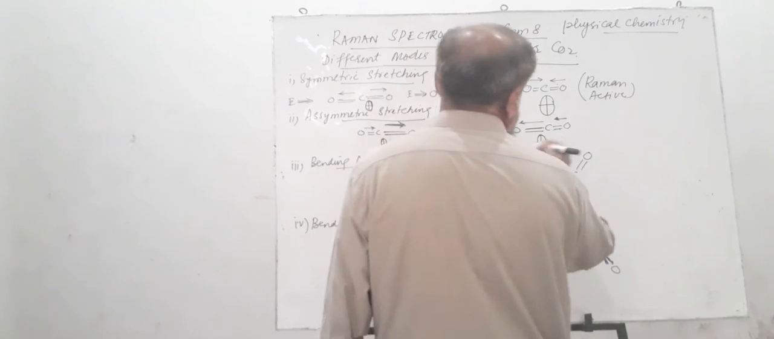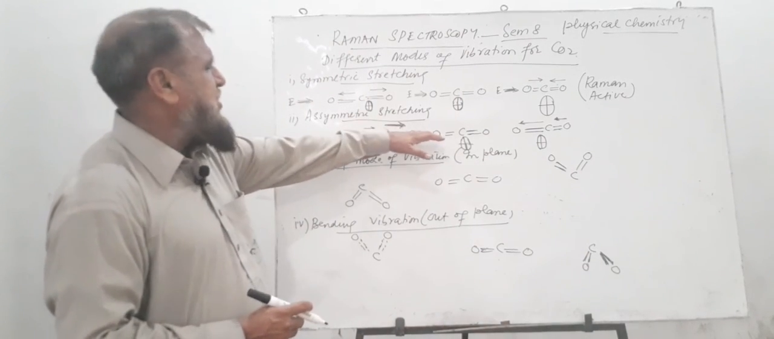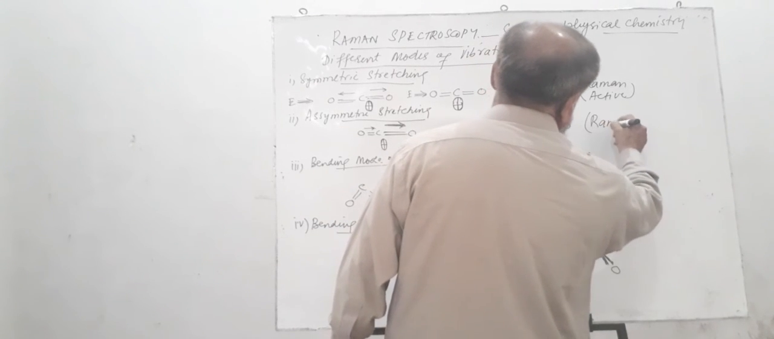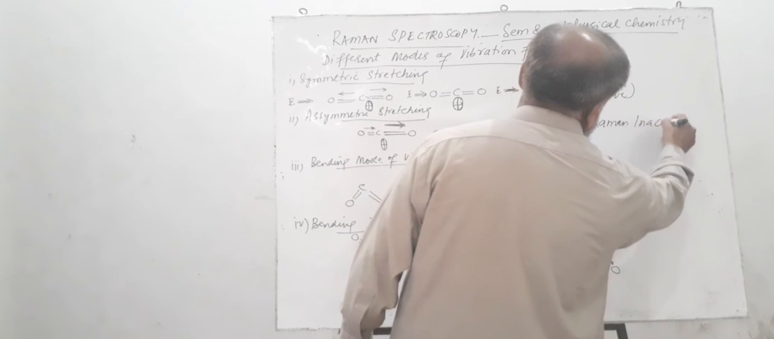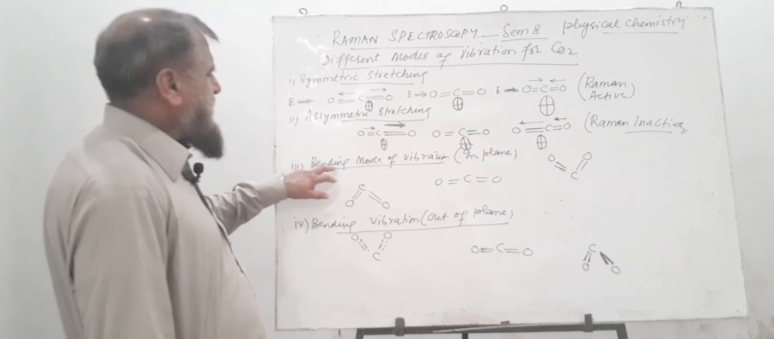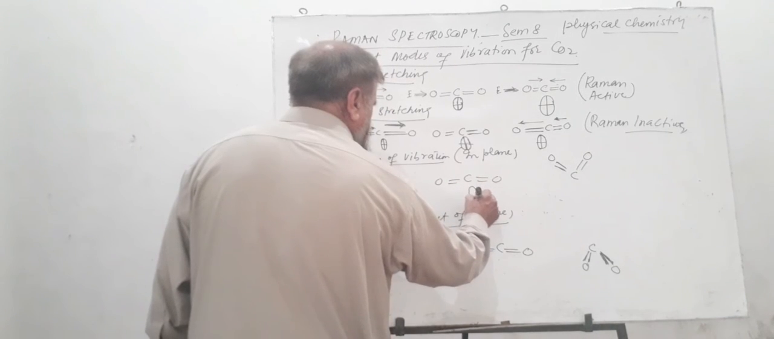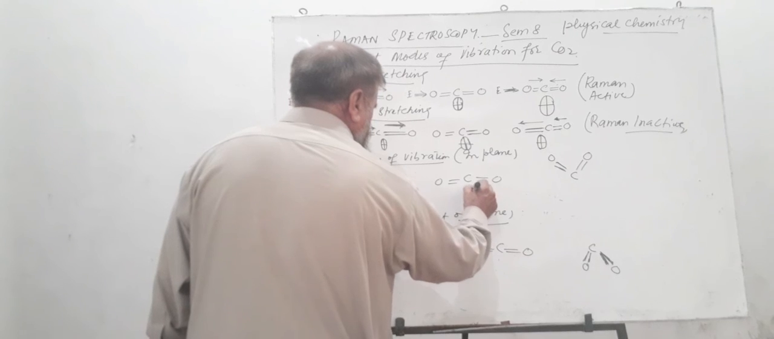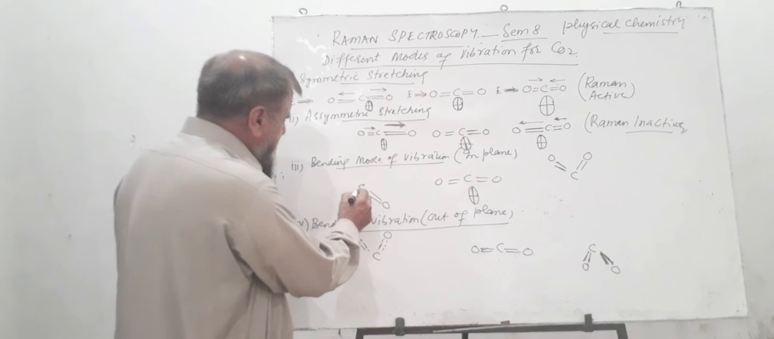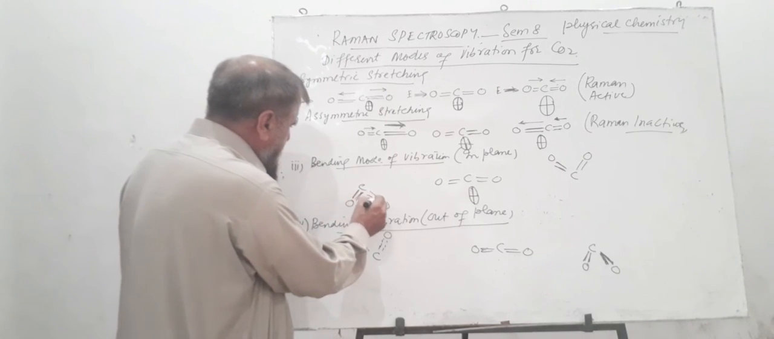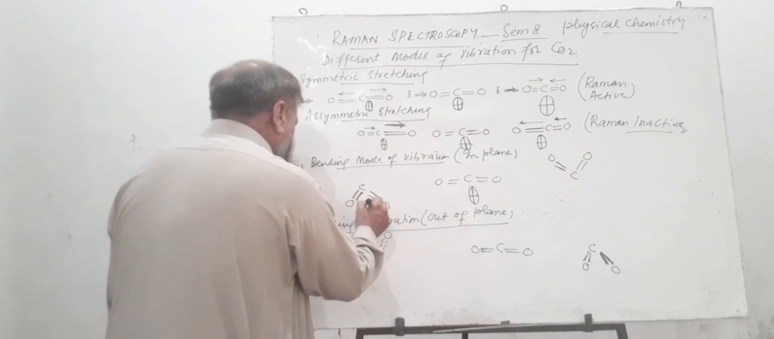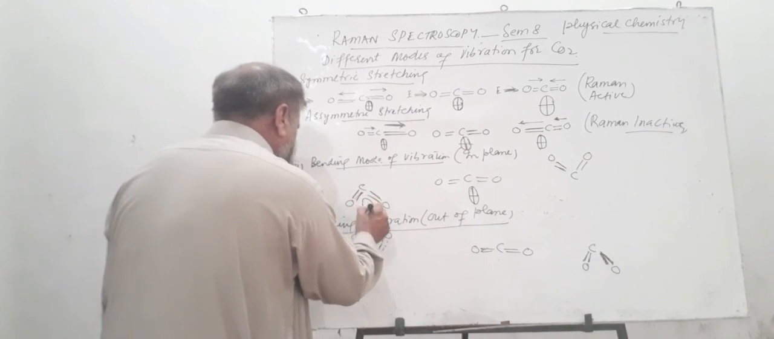Therefore, we say that as the polarizability does not change in asymmetric stretching, this vibration will be Raman inactive. It will be Raman inactive vibration. Now we consider the bending mode. At the equilibrium position, we can represent polarizability by the ellipsoid. As the bond angle decreases, the polarizability will decrease and it can be represented by a larger ellipsoid.